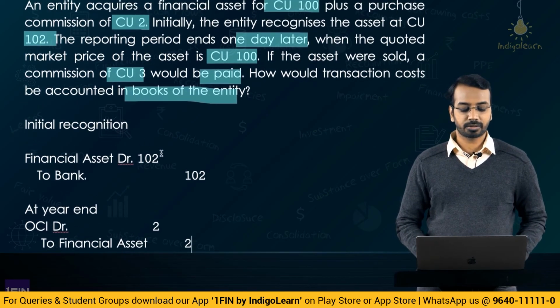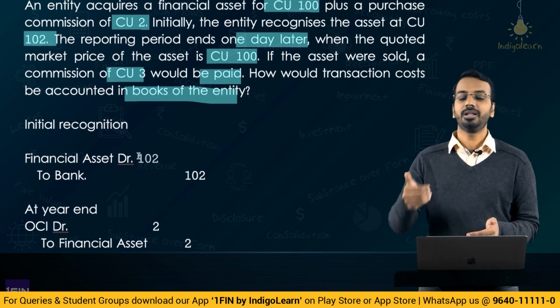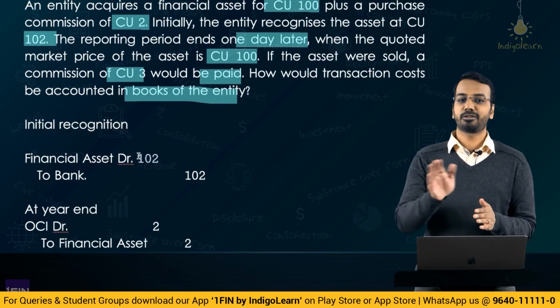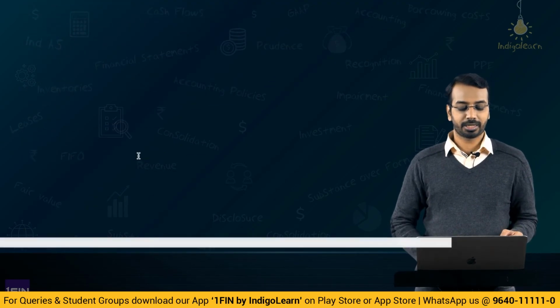And this transaction cost which is added to the financial asset, that will be amortized using the effective interest method, right. As we have seen in the earlier problem, it will be added and it will be amortized using the effective interest method, right. Let us have a look at another question.